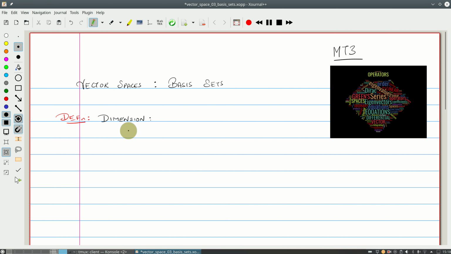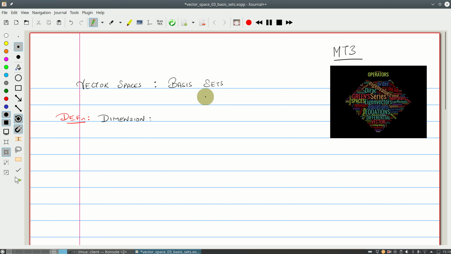Hello again, and now we are on our second or third topic in vector spaces. This is now basis sets. So we have had a look at the definition of a vector space. We've had a look at linear dependencies and linear independencies, and now we have a look at basis sets. The very first thing is the dimension.